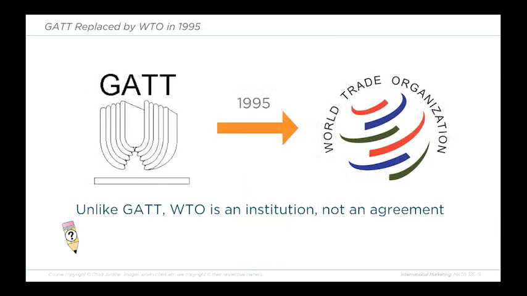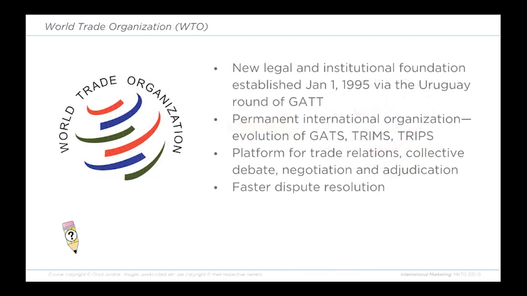Now, in 1995, GATT was replaced by the WTO. The significant thing here is that the WTO is an organization. It's not just a treaty or an agreement. One thing is that it's more permanent. As an organization, it lives independent of just a treaty between countries. And it gives people a platform for resolving trade disputes. We can talk about these other things, the GATS, TRIMS, and TRIPS. These were middle ground steps in terms of trade agreements that ultimately led to the WTO.